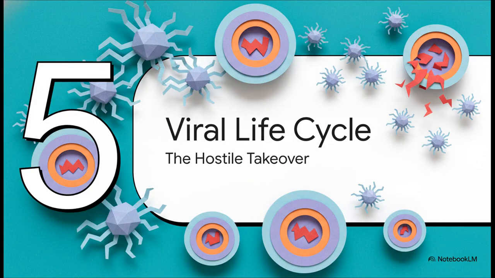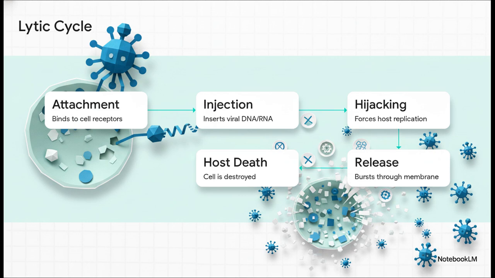Now for our final chapter, Section 5, the viral life cycle, the hostile takeover. So how do these tiny, inert packages of rogue DNA actually manage to conquer the massive, complex cellular metropolises we talked about earlier? Well, it plays out in a terrifyingly efficient sequence known as the lytic cycle. Step 1 is attachment. The virus acts exactly like a specific key fitting into a very specific lock, binding perfectly to receptor proteins on the host cell's surface.